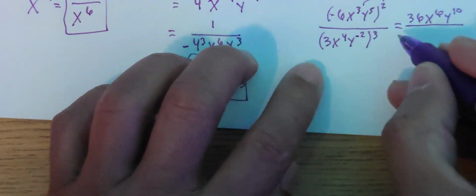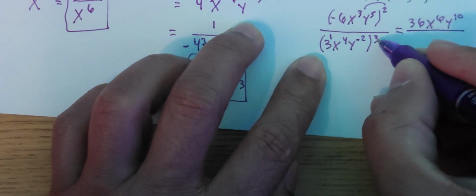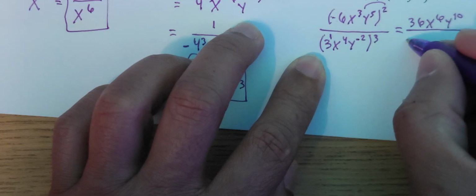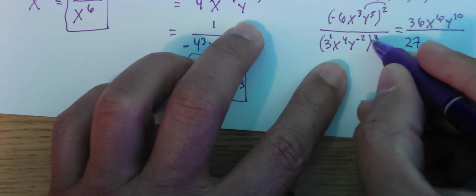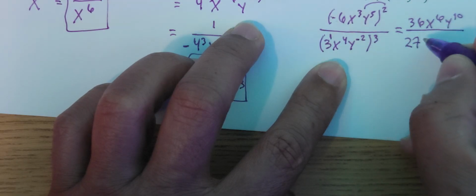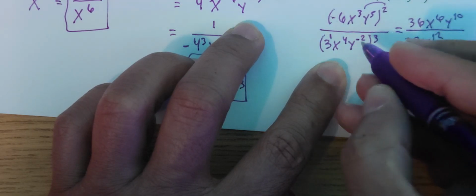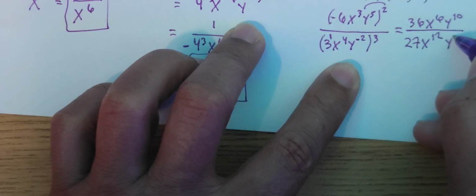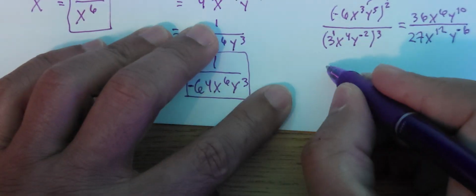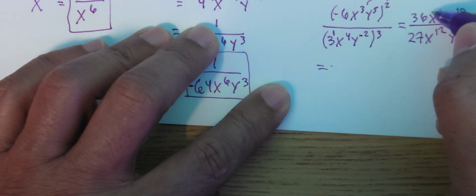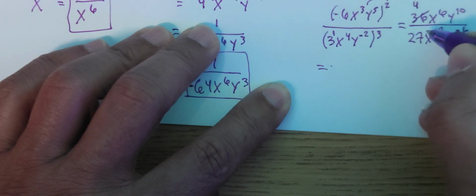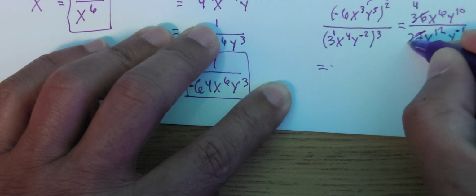And now let's go to the denominator. So this is implied to be 1, so that's 3. The 3rd times the 1st is the 3rd. So 3 to the 3rd is 3 times 3 times 3, which is 27. And then x to the 4th, and then you're multiplying that by the 3rd, is x to the 12th power. And this is y to the negative 6, so it's negative 2 times 3. So y to the negative 6th power. So I'm going to continue simplifying by noticing that 9 goes into 36 4 times. So this becomes a 4, and 9 goes into 27 3 times. So this becomes a 3.